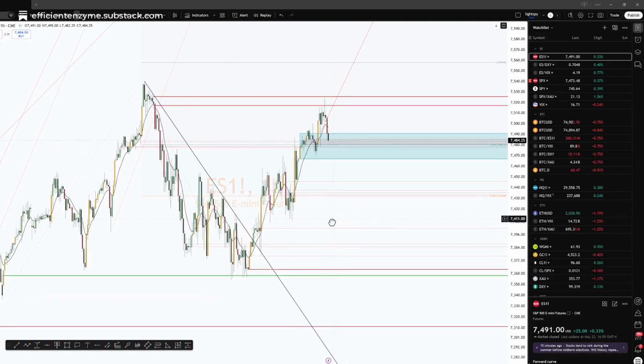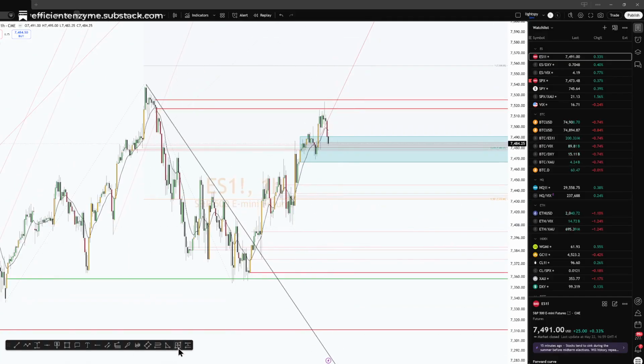What makes our thesis wrong? We have to lose the breakout candle. I took the box off my chart, but this is the candle that we broke out of and the one that we back tested.